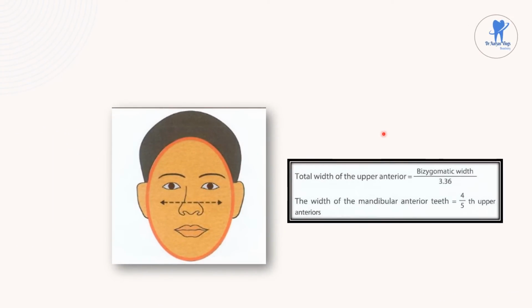Bizygomatic width can also be used to determine the width of the central incisor and also the combined width of the anteriors. In this picture it shows the bizygomatic width. This is the distance measured between the malar prominences on either side. So the total width of the upper anteriors is equal to bizygomatic width by 3.36, and the width of the mandibular anterior teeth is 4/5 of the upper anteriors. Okay, this is the formula.